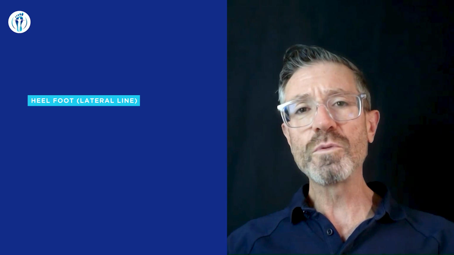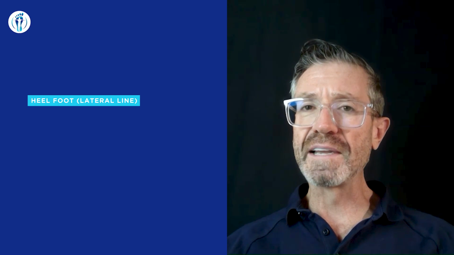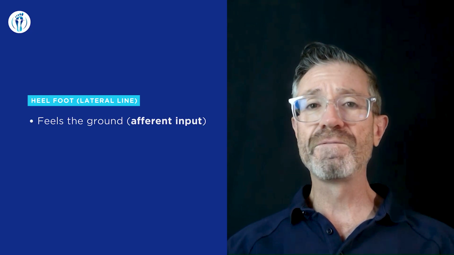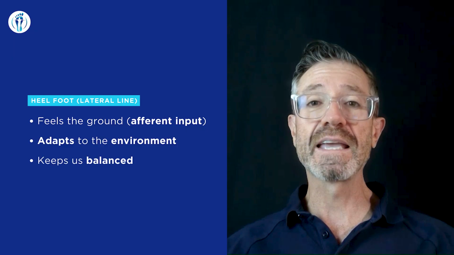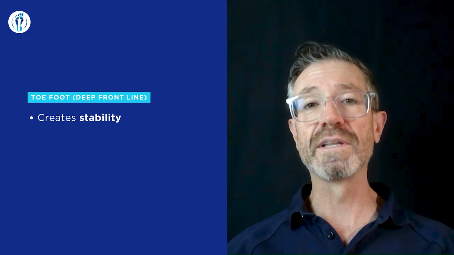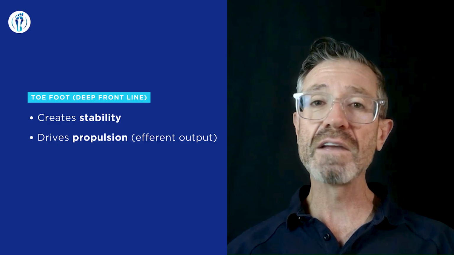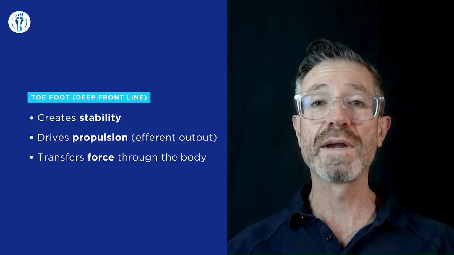So, in summary, our heel foot and the lateral line that it's attached to feels the ground, so it's our afferent input. It adapts to the environment, it keeps us balanced, and our toe foot in the deep front line creates stability, drives propulsion. It's our efferent output. It transfers force throughout the body.